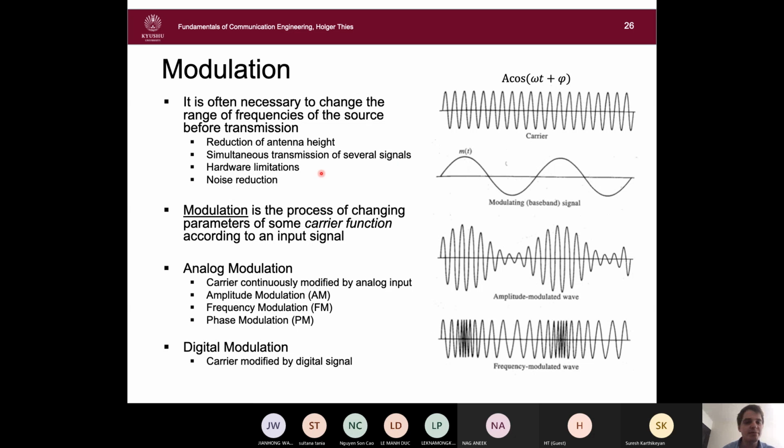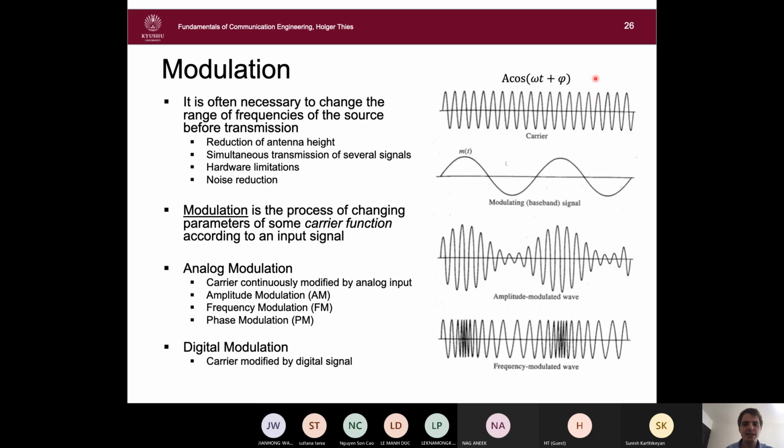Another reason is there might be hardware limitations of what can even be sent through the channel. And also, if there's noise, then there might be more noise at some frequencies and less noise at others. So we want to change the frequencies to some other frequency range, which will have less noise. And so this process of changing the frequency ranges is called modulation. Modulation is the process of changing parameters of some carrier function according to an input signal.